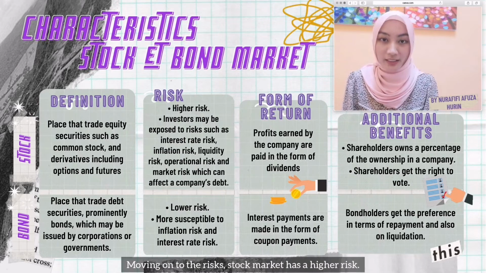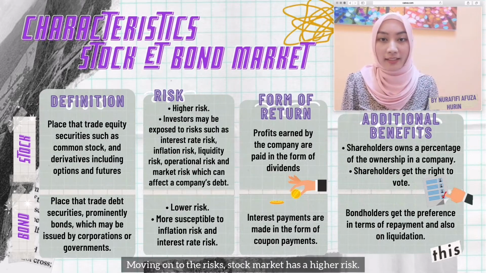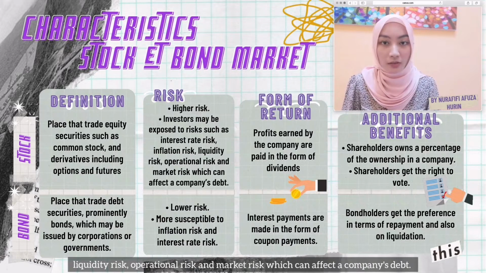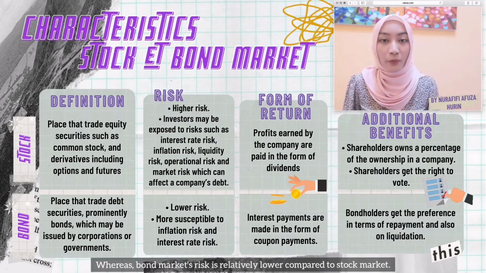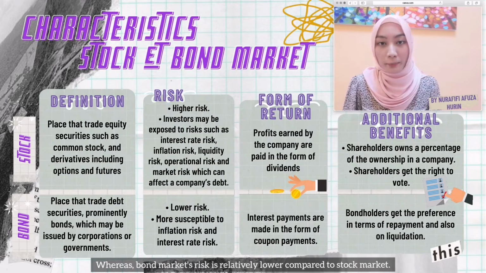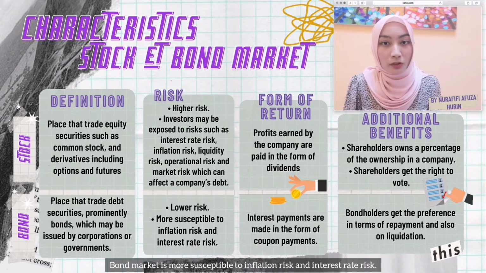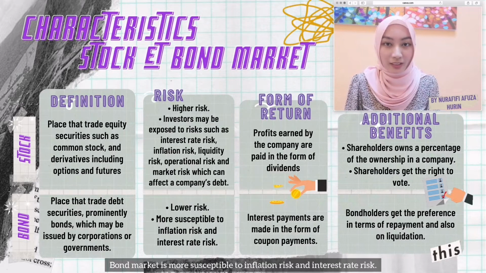Moving on to the risk, the stock market has a higher risk. Investors may be exposed to various kinds of risks such as interest rate risk, inflation risk, liquidity risk, operational risk, and market risk, which can affect a company's debt. Whereas the bond market's risk is relatively lower compared to the stock market. The bond market is more susceptible to inflation risk and interest rate risk.